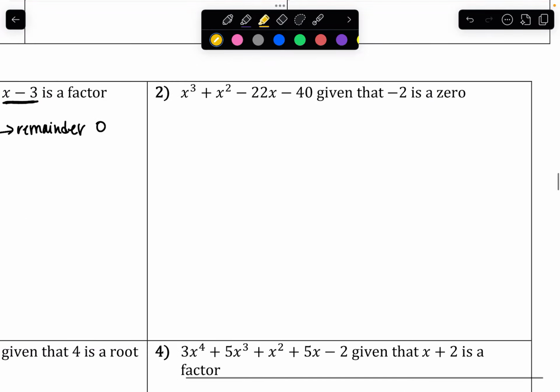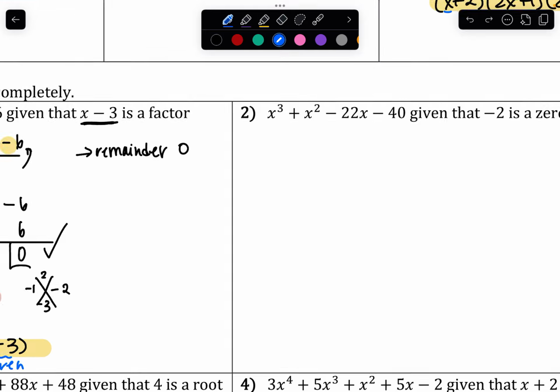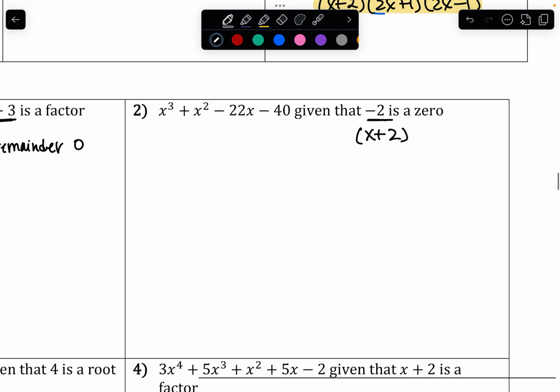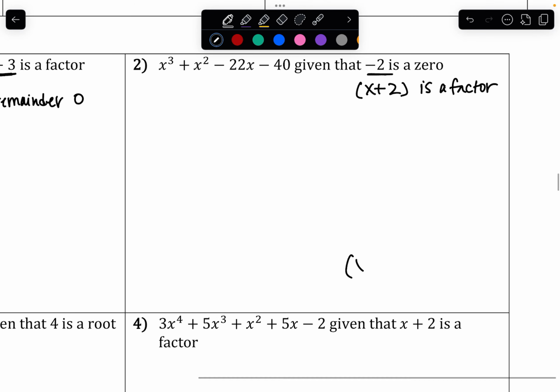Okay, here, once again, you can tell by the ratios, we have 1 to 1, negative 22 to negative 40. Those are not the same, so grouping will not work. And so here they're telling us negative 2 is a 0. That means x plus 2 is a factor. Okay, if negative 2 is a 0, x plus 2 is a factor. So we know that's going to be in our final answer. This is degree 3, so we're hoping for 2 more linear factors. Okay, this was given.